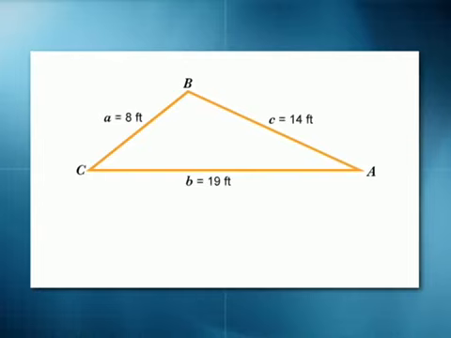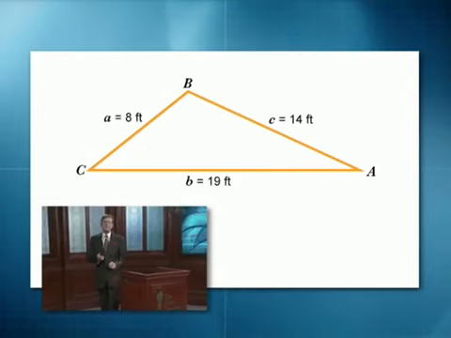So here's the setup. We're given three sides of a triangle, and we're supposed to find the three angles. So this is like a side, side, side problem. Okay, here's our triangle. We'll label it as usual ABC, and the sides will be 8 opposite angle A, 19 opposite angle B, and 14 opposite angle C. The goal is to find the three missing angles: angle at A, angle at B, angle at C. Okay, here we go.